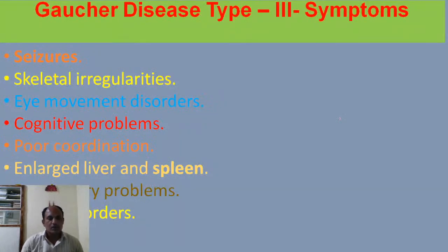Next one is Gaucher disease type 3 symptoms. These include seizures, then skeletal irregularities, then eye movement disorders, then cognitive problems or defects in cognitive behavior, then poor coordination, then also an enlargement of the liver and spleen, that is hepatomegaly and splenomegaly. It also causes some respiratory problems, and it also leads to blood disorders or blood related diseases. So these are the symptoms of Gaucher disease type 3.